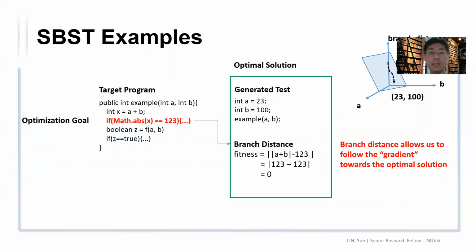In this process, the measurement of the branch distance provides a gradient, allowing us to gradually change from a solution of 0, 0 to the solution of 0, 123. SBST has proved this practical in many scenarios.